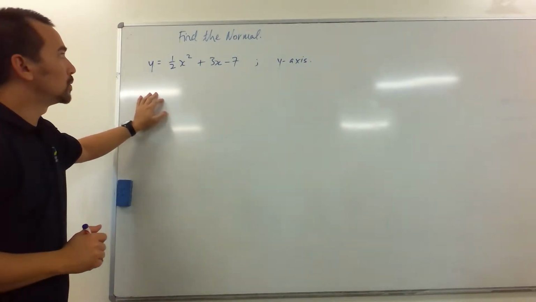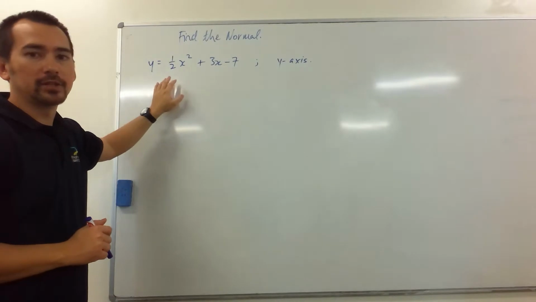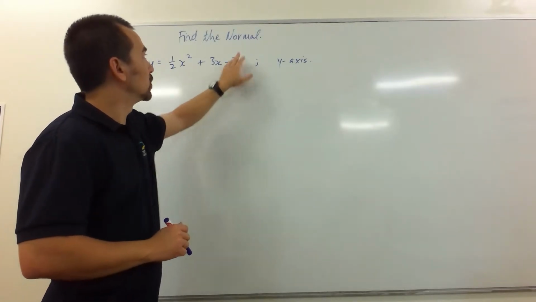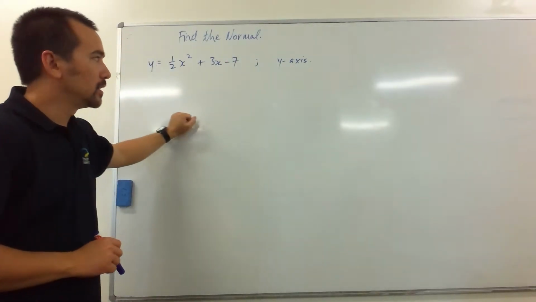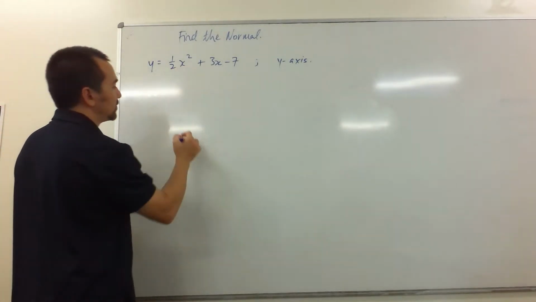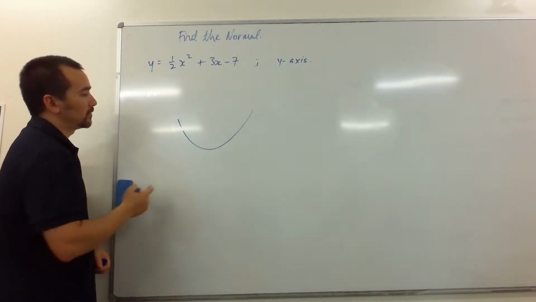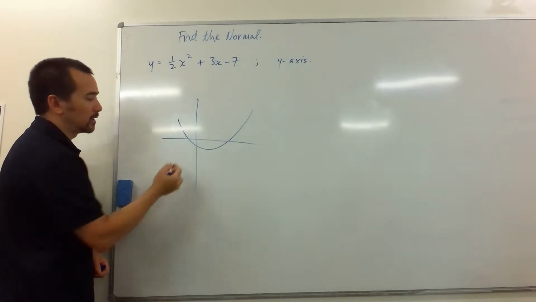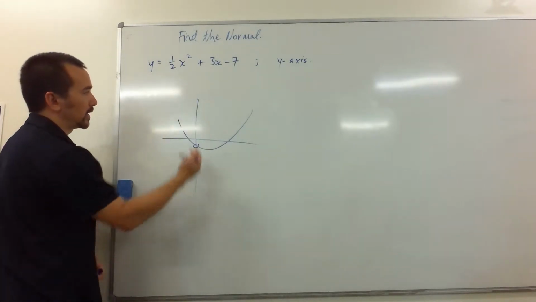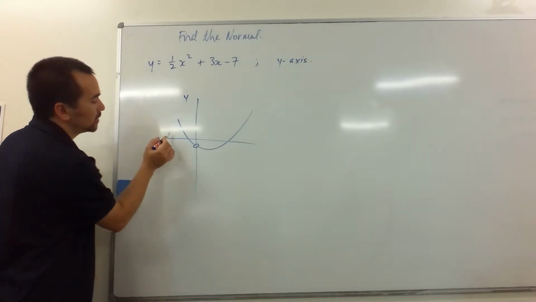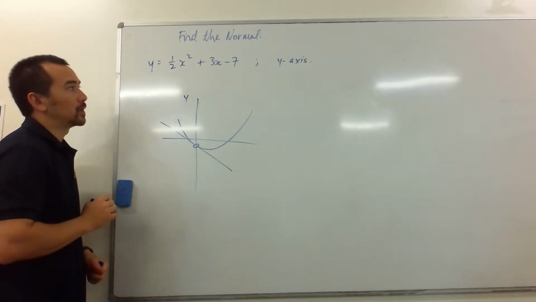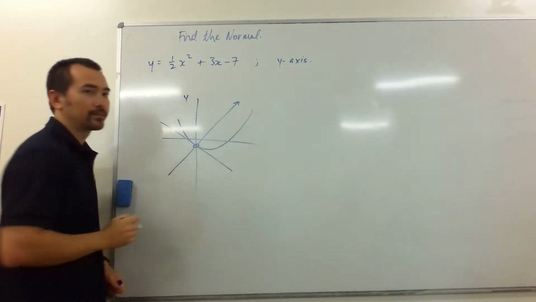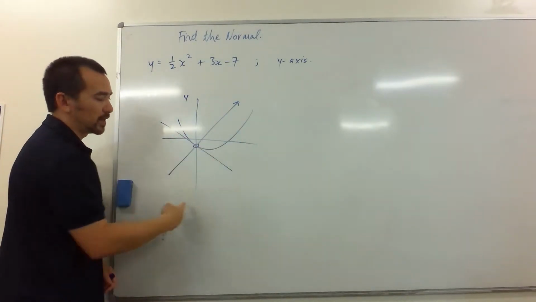All right, let's have a go at this one. So we're going to find the normal for the equation half x squared plus 3x equals 7 at the point where the normal crosses the y-axis. Well, this is a positive quadratic. If it crosses the y-axis, that would mean right there, because it has to be on the y-axis. The tangent would look like this, but we're going to find the equation of the normal, which is at 90 degrees too. So it's got to look something like that. So it has to be on the y-axis.